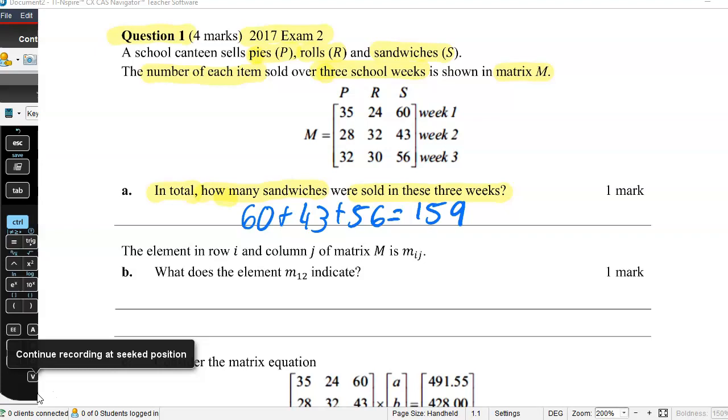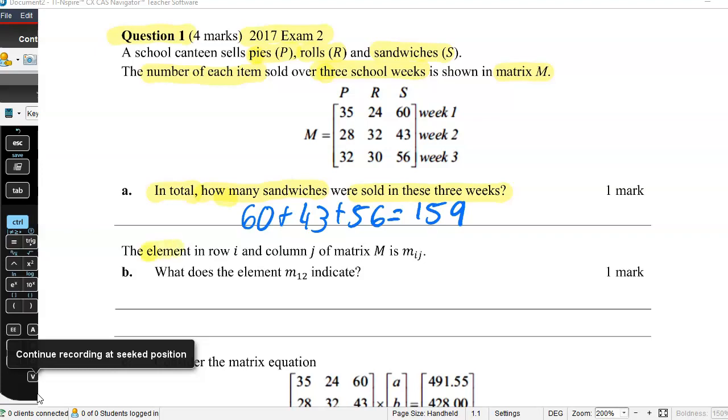A few students just gave 56 as their answer, which was the number sold in week 3. So obviously these students didn't read the question properly. They just read it as week 3, but it doesn't say that, does it? In these 3 weeks. So that's all of the 3 weeks.